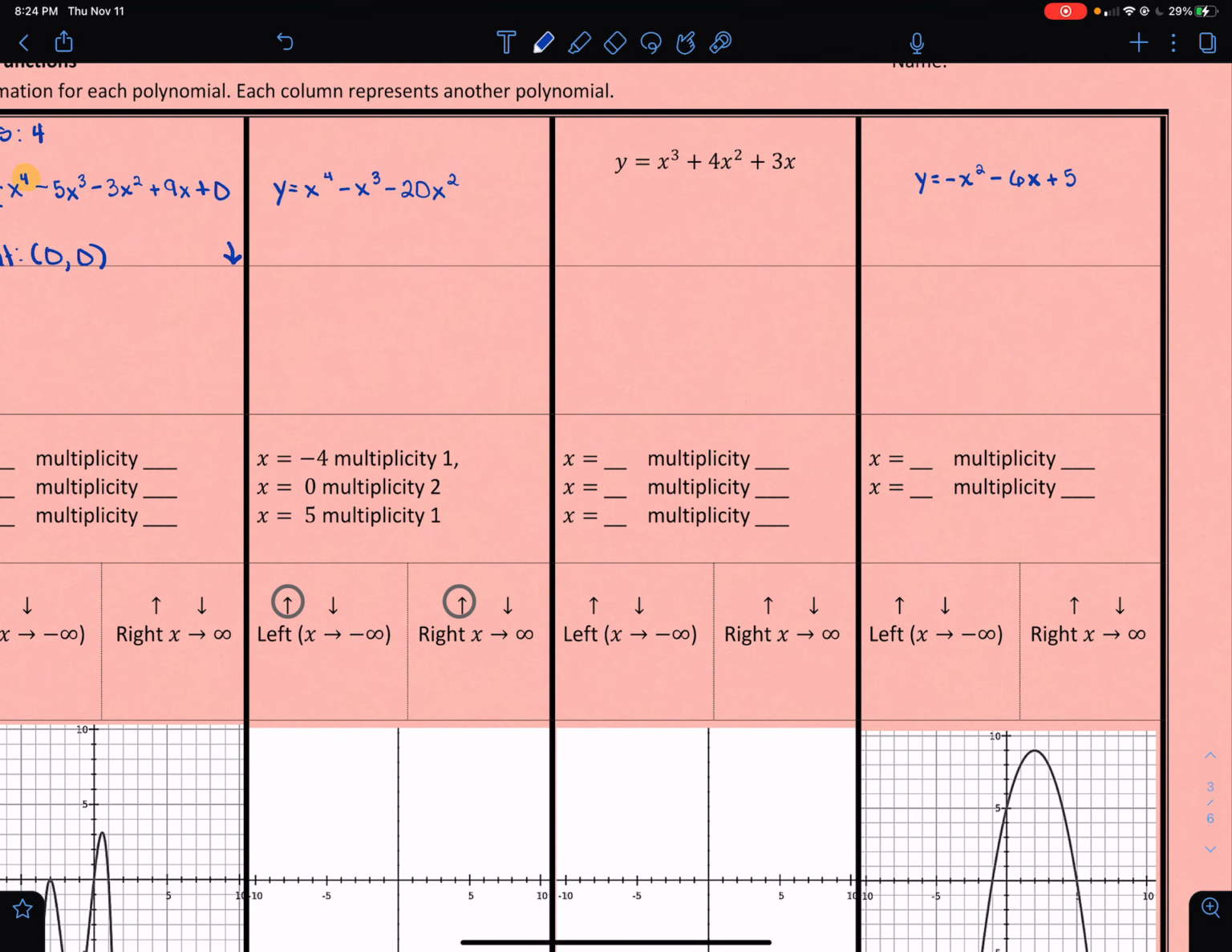Okay. All right, go ahead and try these next 3. See if you can find the zeros, the y-intercepts, and if the right side is going to open up or down. So pause the video, try these 3 here, and then come back and let's look at those answers.